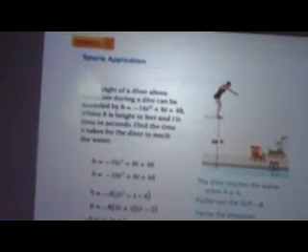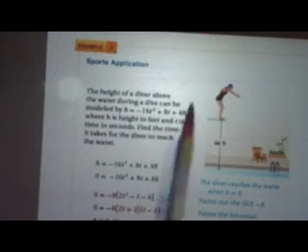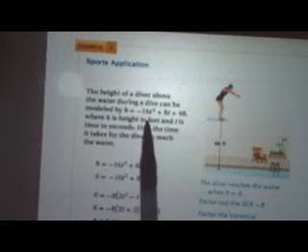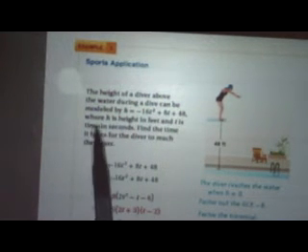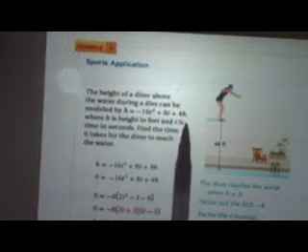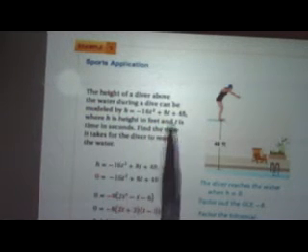Example 3, our sports application. It says the height of a diver above the water during a dive can be modeled by h equals negative 16t squared plus 8t plus 48, where h is the height in feet and t is the time in seconds. Find the time it takes for the diver to reach the water. When she reaches the water, her height is going to be 0 feet.